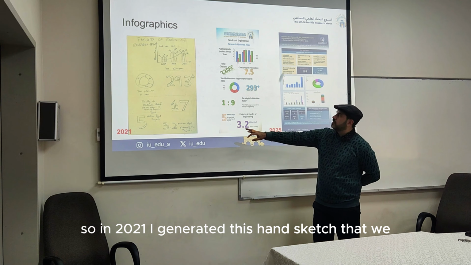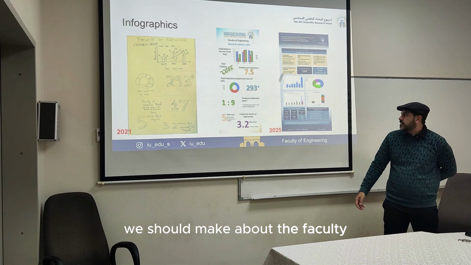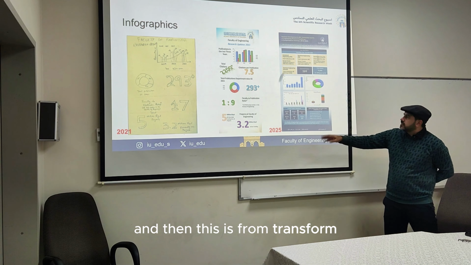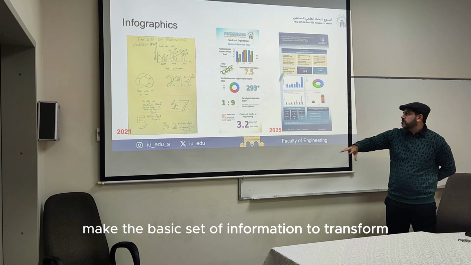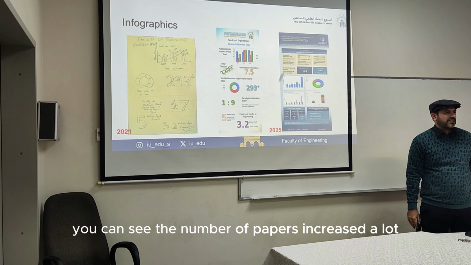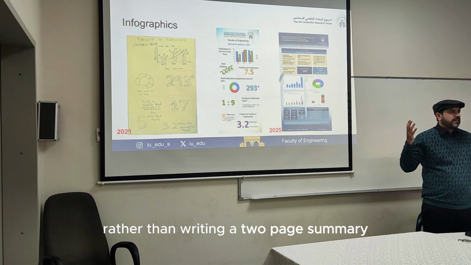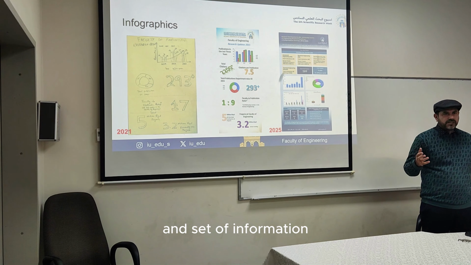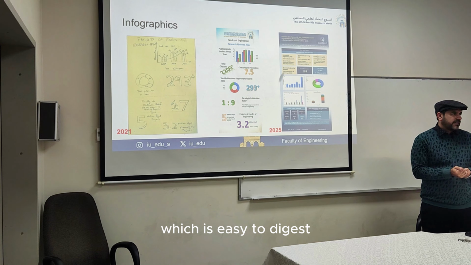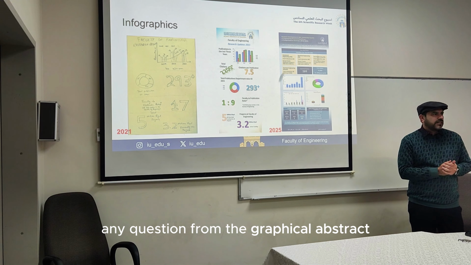So in 2021, I generated this hand sketch that we should make about the faculty, and then we made this one in one of the research weeks, and then this was transformed. So you make the basic set of information, it transforms, and here you can see the number of papers increased a lot in the Faculty of Engineering and all this. So rather than writing a 2-page summary, you can present that set of information in the form of graphics, which is easy to digest, easy to understand, and very easy to follow. Any question on the graphical abstract?